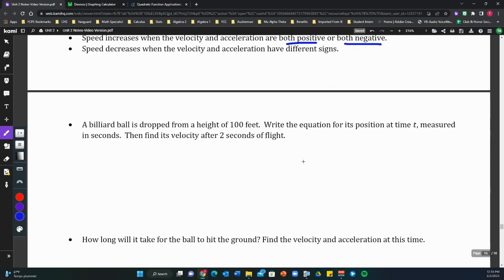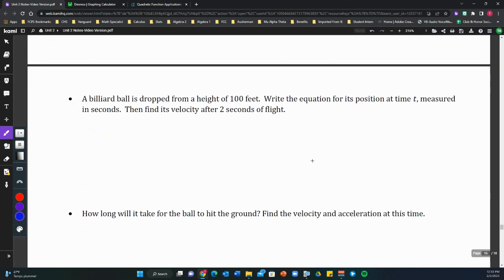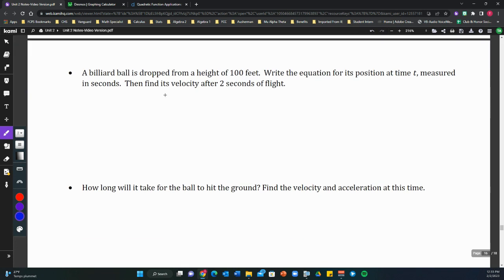So now that we've talked about everything, we're actually going to dive in and try some of these examples. For this first one, it says a billiard ball is dropped from a height of 100 feet, and we want to write the equation for its position at time t measured in seconds. Then we want to find its velocity after 2 seconds of flight.